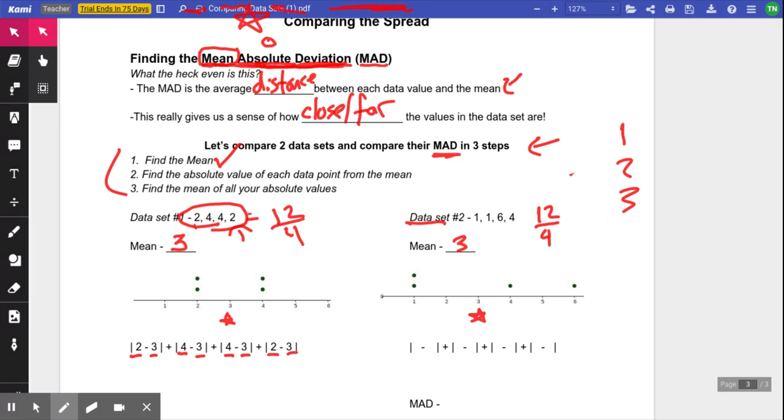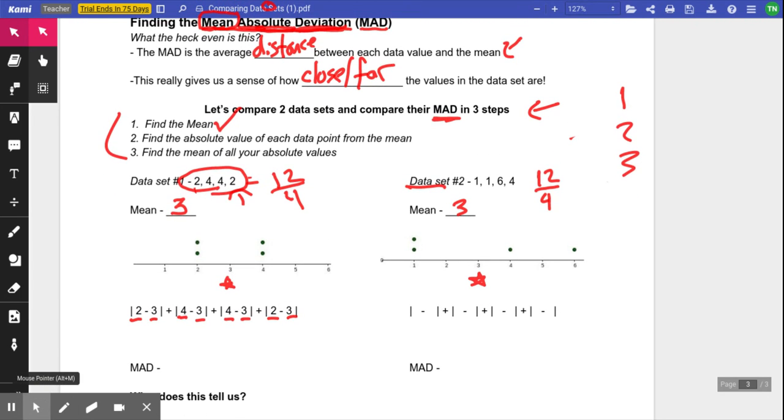So now we're going to go ahead and walk through this, right? I'm going to go from left to right this way, and I'm just going to do a little bit of simple math with you. I have here 2 minus 3, which is negative 1. I'm putting that inside those absolute value bars, plus I have 4 minus 3, which is 1, plus I have 4 minus 3 again, which is 1, and I have 2 minus 3 again, which is negative 1. Now, I need the absolute value of those things.